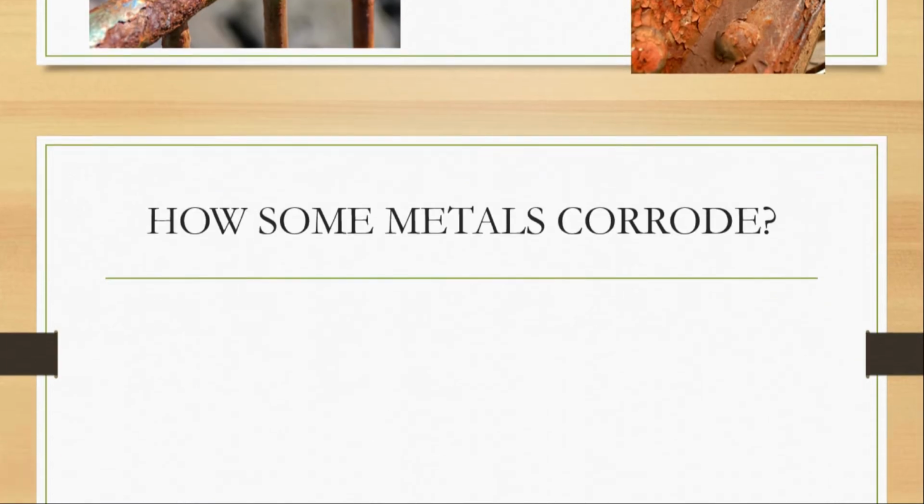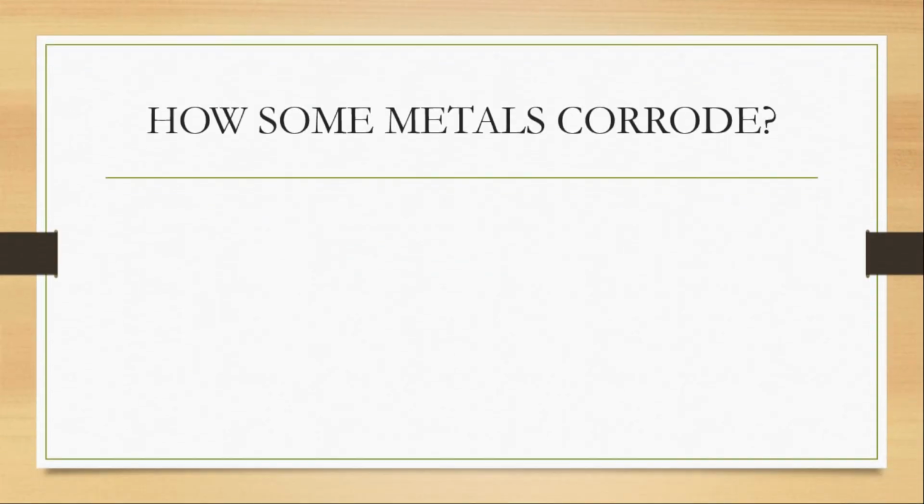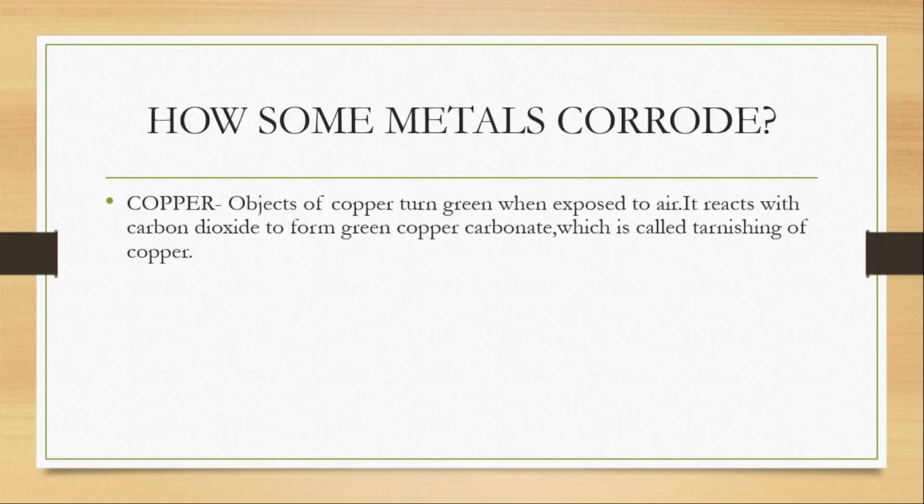Now, when we talk about the different metals, there are many metals which corrode and they look a little different once they corrode. So if the object is of copper, you will see it turns green when exposed to air. And it is because it is reacting with which gas? Carbon dioxide, okay? Please remember the gas, it's very important. And it is forming a green color of copper carbonate. The process is generally called tarnishing of copper.